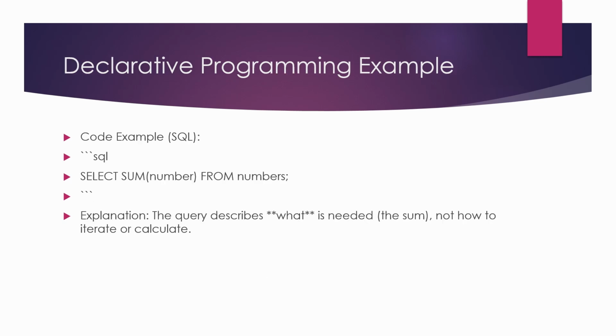Now let's look at an example of declarative programming in SQL. Here, instead of specifying how to iterate through the numbers, we simply ask the system to give us the sum of the numbers. The system decides how to compute the sum, allowing us to focus on what we need, not the implementation details.